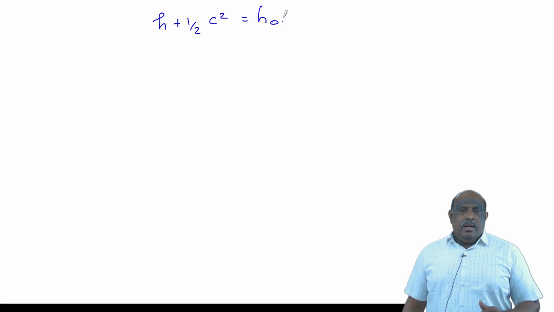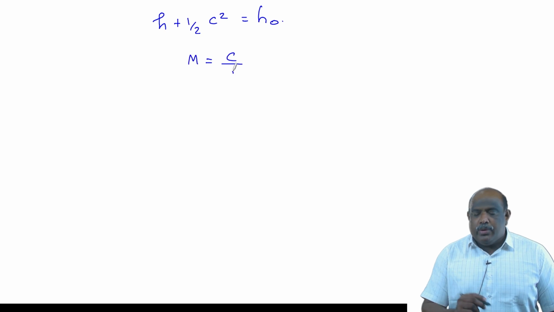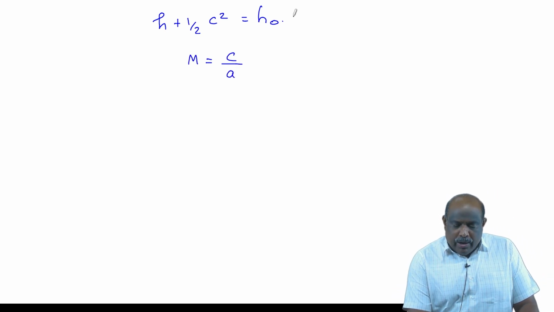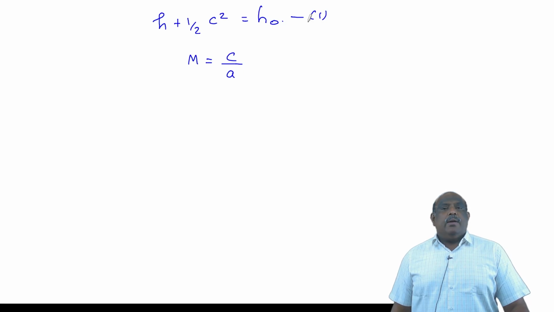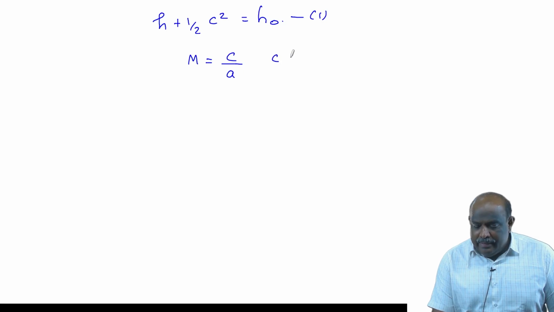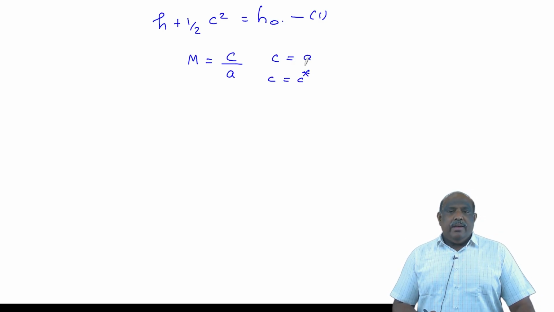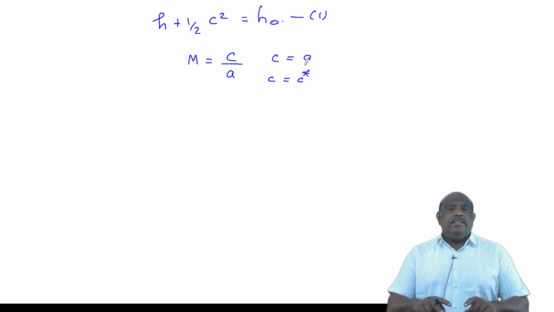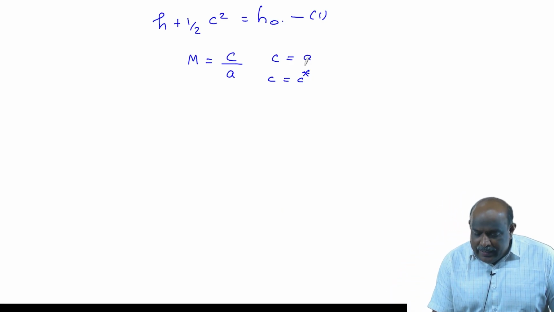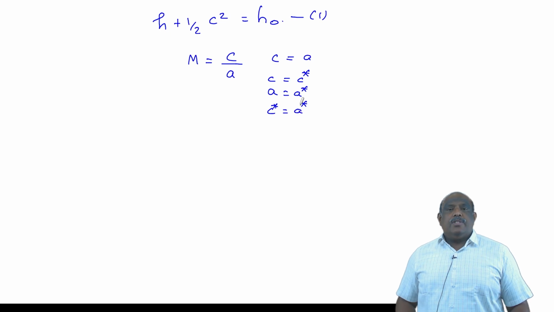Now I want to define what is Mach number. Already we know that Mach number is given by what? M equal to C by A. This is, let it be equation number 1. The same equation only I have taken. Mach number equal to C by A. When C is equal to A, then C is called as C star. We are giving a special notation. When both C and A are same, we are calling C as C star, and we are calling A as A star, which means C star will be equal to A star.